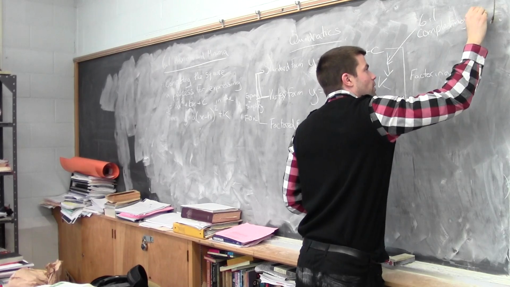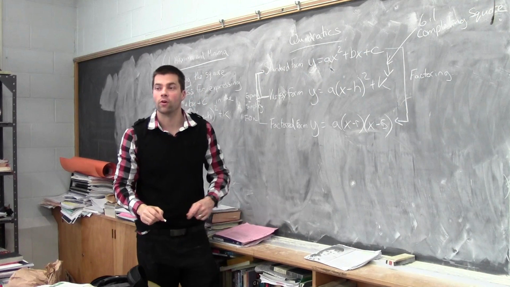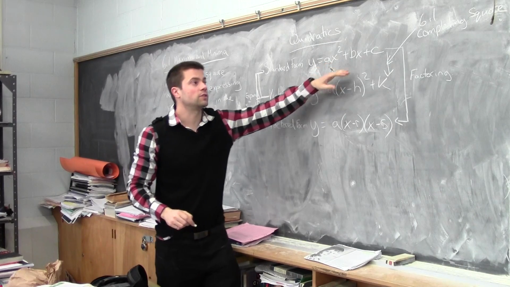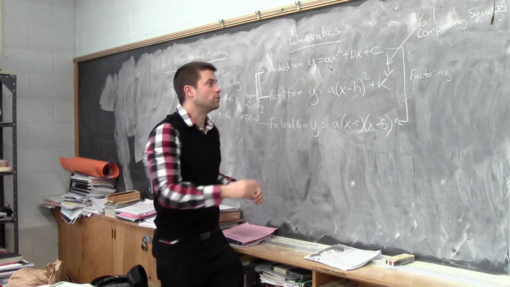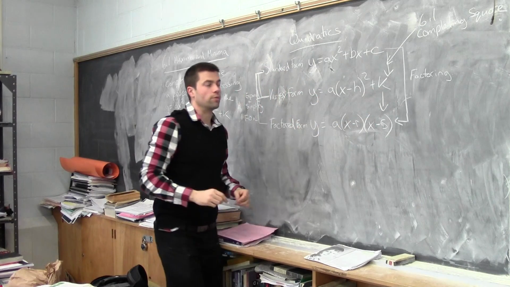I was just seeing if anybody had actually heard of that or seen that before. Okay, so to get from standard form to vertex form, we complete the square. That's this process. What about vertex form to factored form?